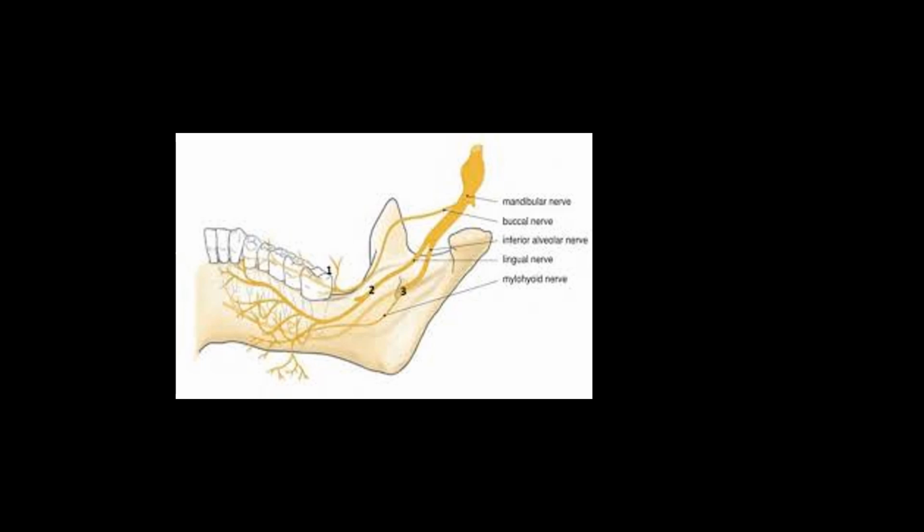Coming to the anatomy of the inferior alveolar nerve, we know that the trigeminal nerve has got three branches, of which the third branch is the mandibular division. From the posterior aspect of the mandibular division, we have the inferior alveolar nerve as well as the lingual nerve, which runs in close proximity to the inferior alveolar nerve.